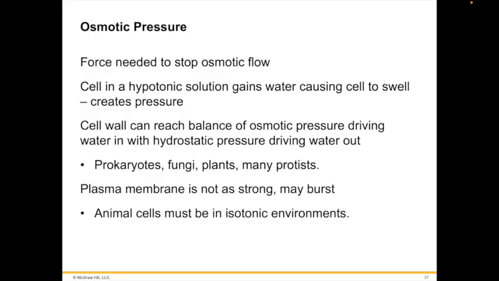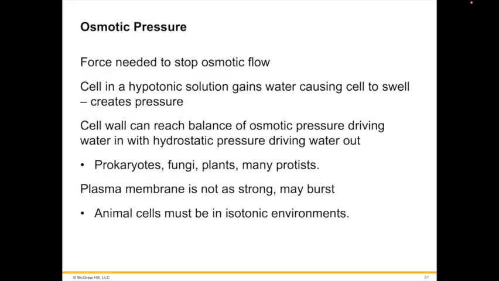This is measured as osmotic pressure, defined as the force needed to stop osmotic flow. If the membrane is strong enough, the cell reaches an equilibrium at which the osmotic pressure, which tends to drive the water into the cell, is exactly counterbalanced by the hydrostatic pressure, which tends to drive the water back out of the cell. However, a plasma membrane itself cannot withstand large internal pressures, and an isolated cell under such conditions would burst like an overinflated balloon. And you can see this in figure 5.13 in your text.